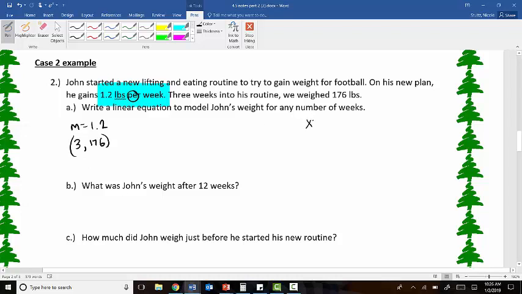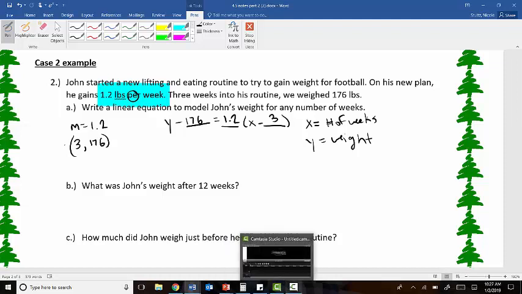So when I define my variables, I just want to make sure I'm careful, and I know X is the number of weeks. Okay, time always is X. And the other thing we're talking about is his weight, or number of pounds, however you want to say it. So once you have this, you should realize, okay, point, slope, it's a case 2. I must use the case 2 formula. So 176 will go in the first spot, your slope goes in the middle, and your X goes in the last. And then we're just going to go ahead and solve that equation.